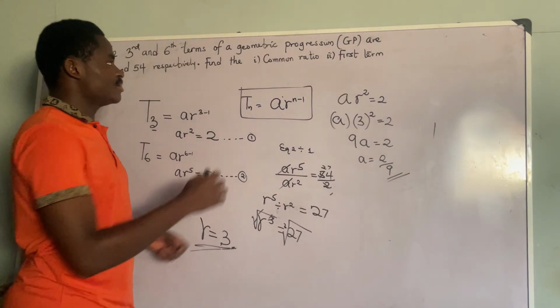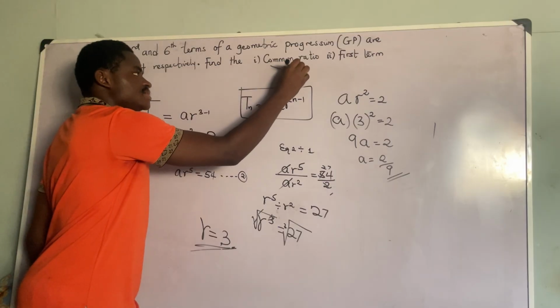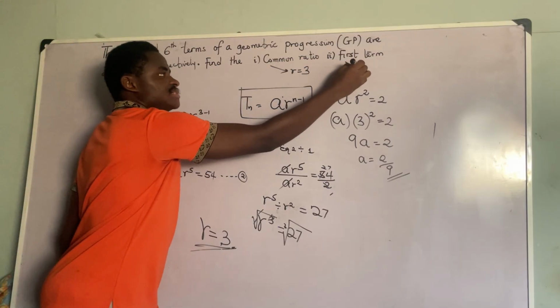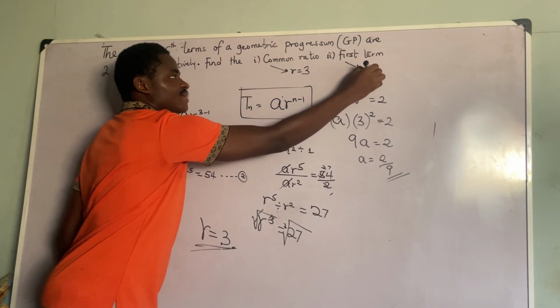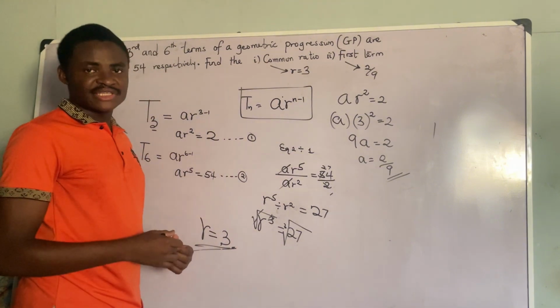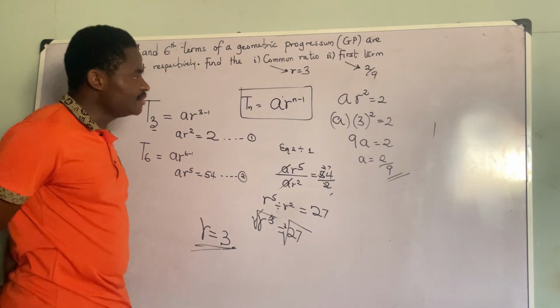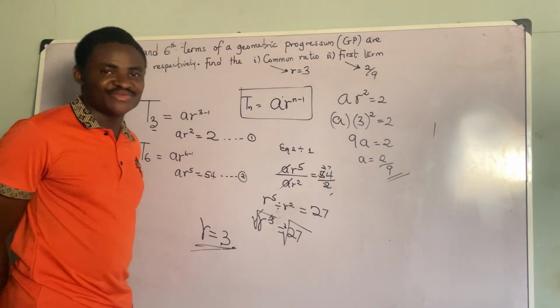And that means for the common ratio, what the answer wanted you to say is r is equal to 3. For the first term, the answer is 2 over 9. This is a typical question that you can see, and this is what to do when you see it.